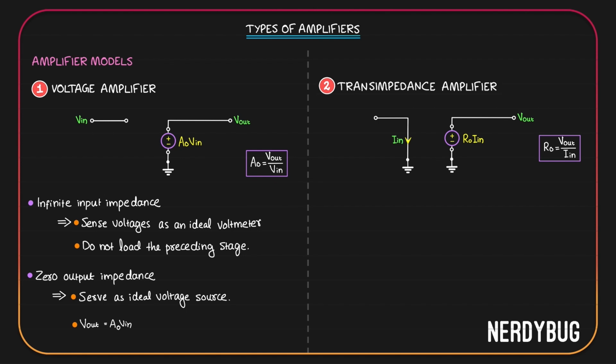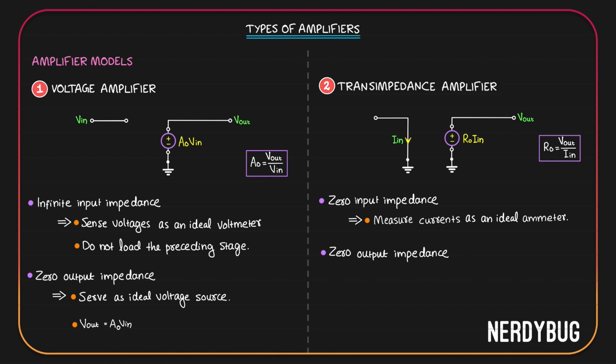So a transimpedance amplifier has 0 input impedance, which makes it measure currents like an ideal ammeter. It also has 0 output impedance, which makes it work like an ideal voltage source. The output voltage will be RO multiplied by input current.